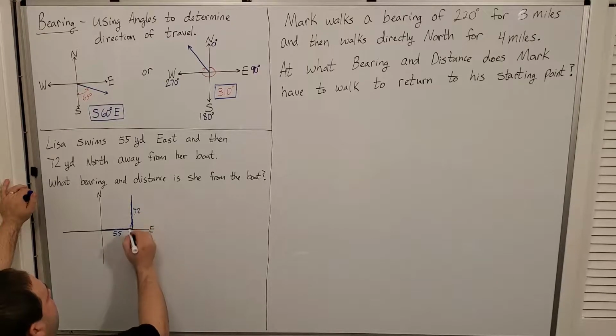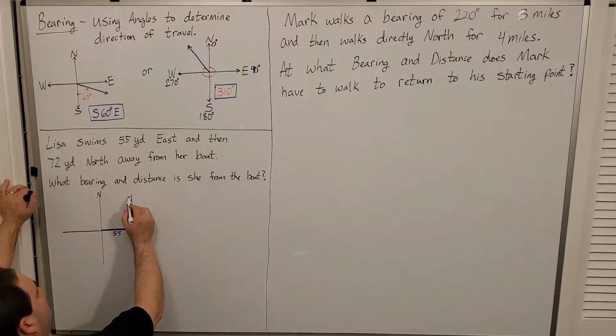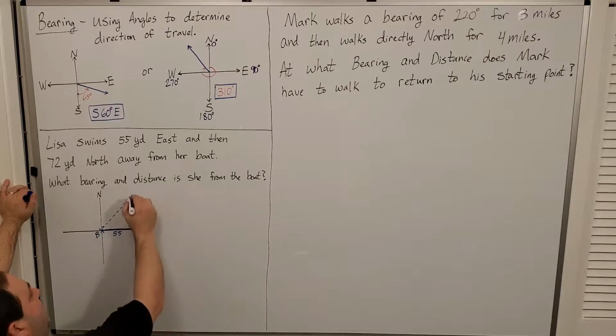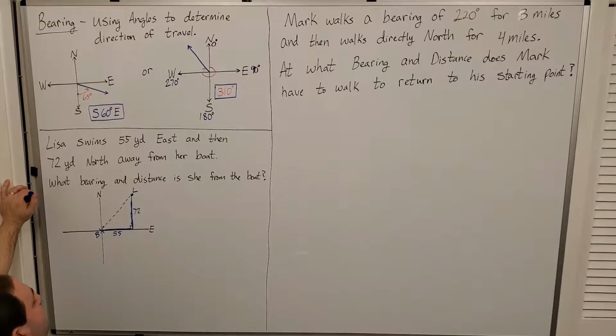Now, of course, east and north are at a right angle to each other, and therefore this line right here is going to represent the direction and distance that we need to talk about. The boat is here, this is the boat, and Lisa is here.